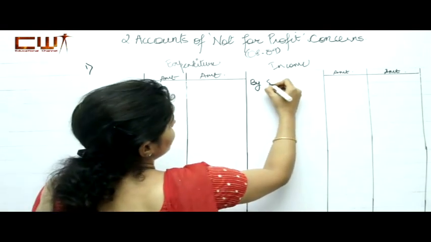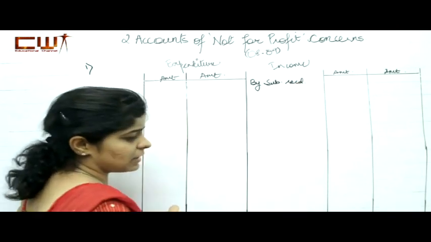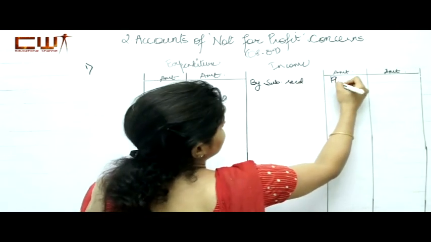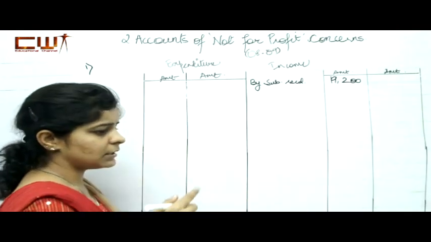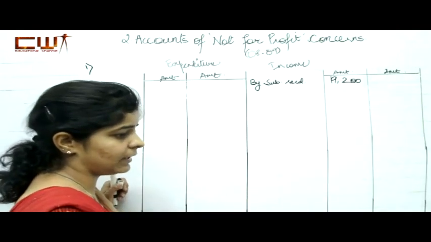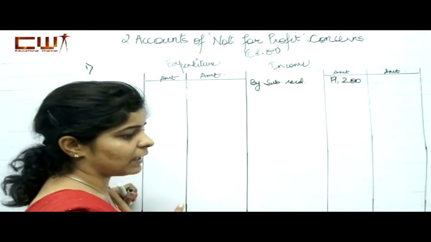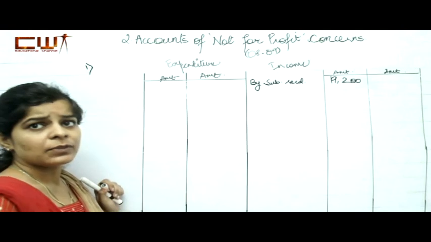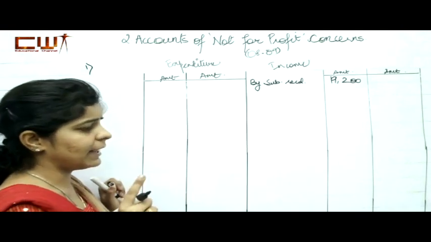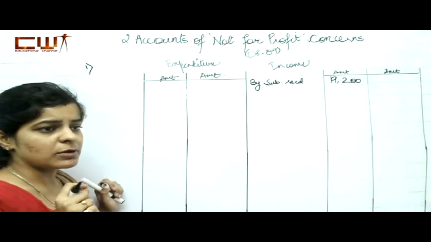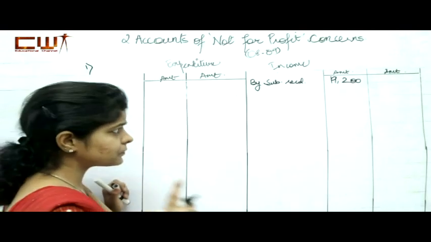So by subscription received, how much they have received this year? 19,200 they have received this year. Now see, there is an adjustment. Point number 3, it says the club has 200 members, each paying a fees of ₹100. See, the club has 200 members, right? And they are paying 100 rupees. So how much it becomes? 200 into 100 becomes 20,000.